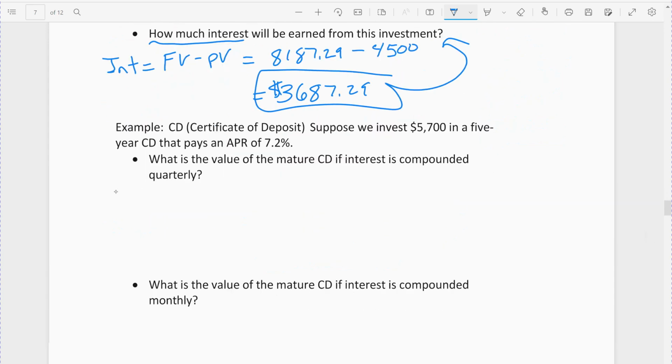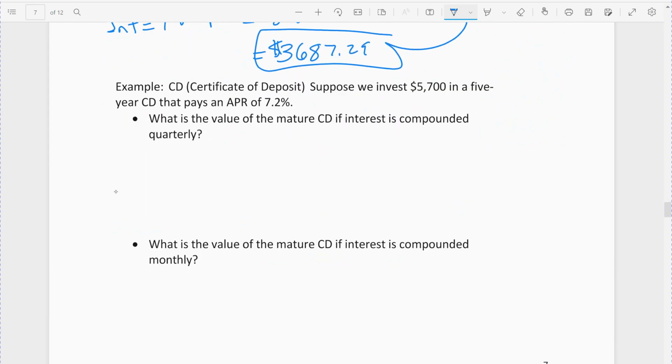Alright, the next example. A CD, a certificate of deposit. So this is a type of investment. You can invest in what's called a CD. Again, you go to a bank or some investment firm and you can invest money in there, and they give you a guaranteed return. And so suppose in this particular CD, the guaranteed return is 7.2%. So we're investing $5,700, so our present value is that. The APR is 7.2%. What's the value of the mature CD if it's compounded quarterly?